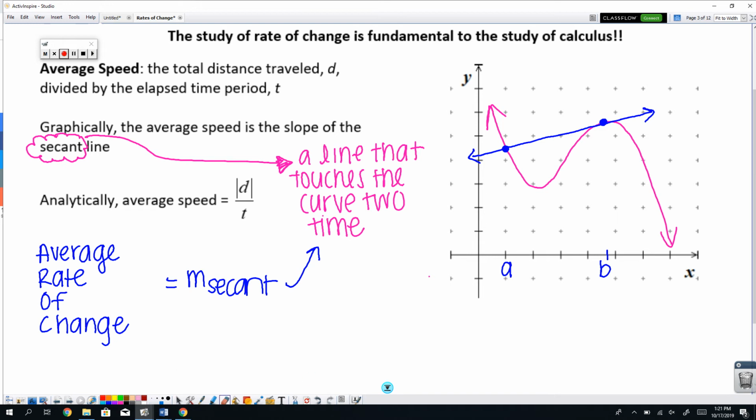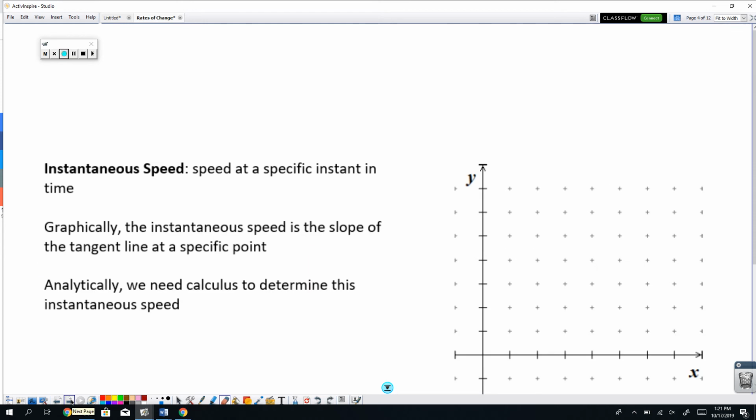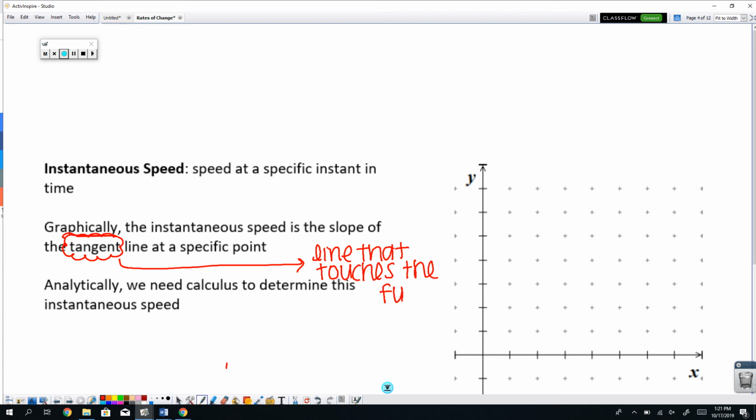Okay? Now what we can also have is the instantaneous speed, or the speed at a specific instant in time. Graphically, the instantaneous speed is the slope of the tangent line. So this one is different. Secant goes through twice. Tangent is a line that touches the function exactly once.